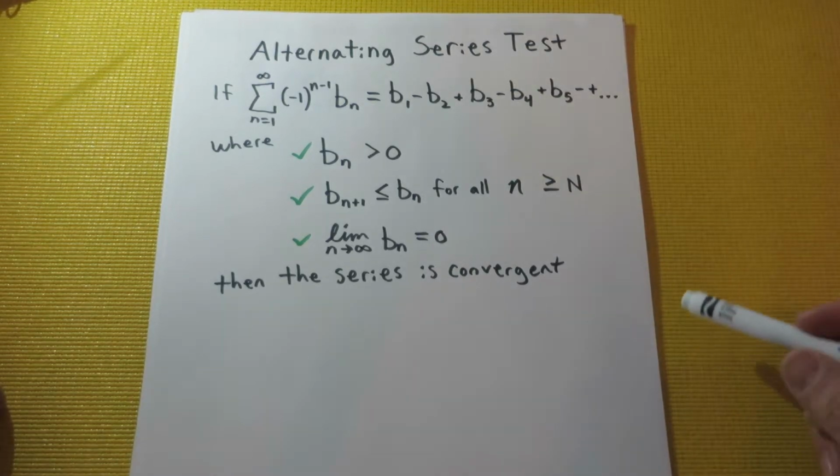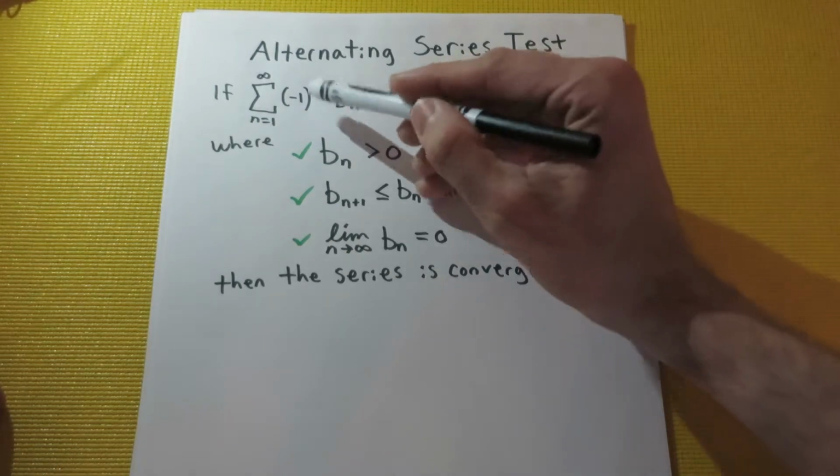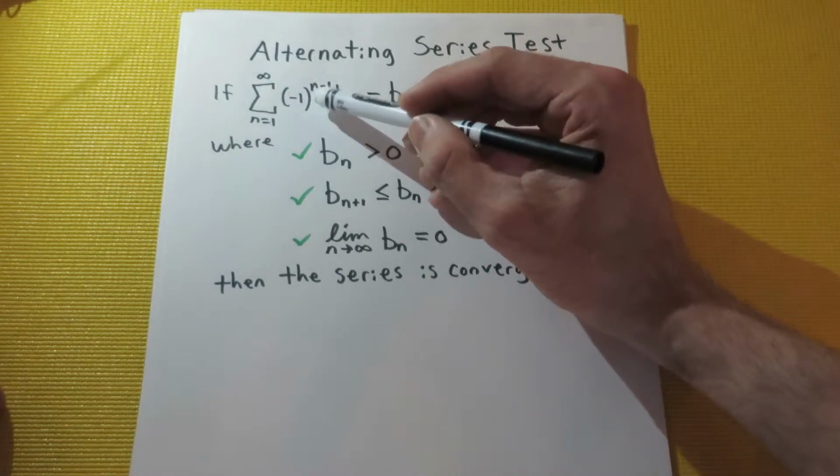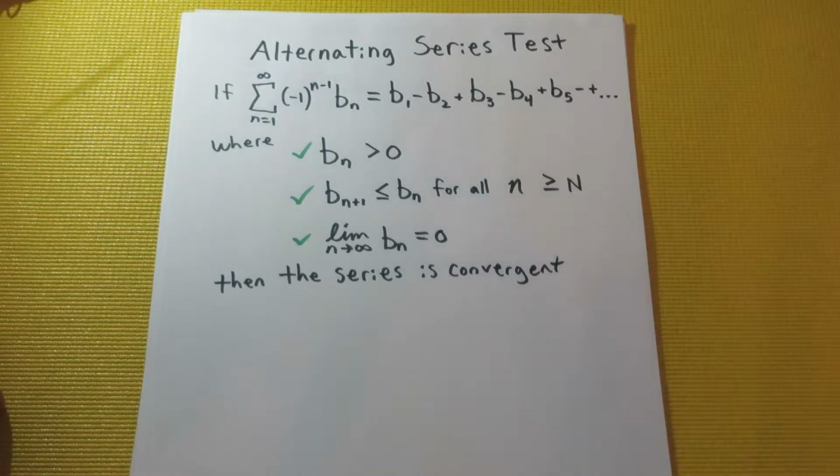Then the series is convergent. And it's important to note that when we have an alternating series, the first term can be negative or positive. It doesn't affect the outcome of the alternating series test.